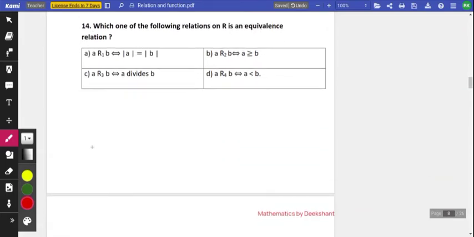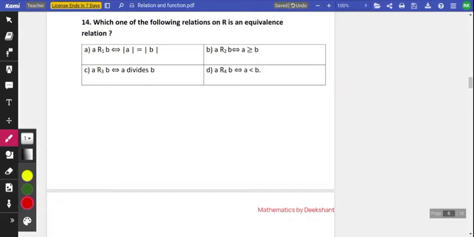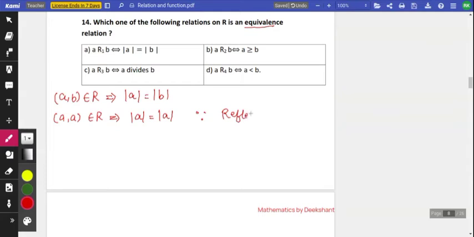In this question, you have to check whether the given relation is reflexive, symmetric or transitive. Now, we start from option A. If (A, B) belongs to relation R, it shows that mod A is equal to mod B. For the relation to be an equivalence relation, the given relation should be reflexive, symmetric and transitive. For the given relation to be reflexive, if (A, A) belongs to relation R, it means mod A is equal to mod A. Therefore, the given relation is reflexive.